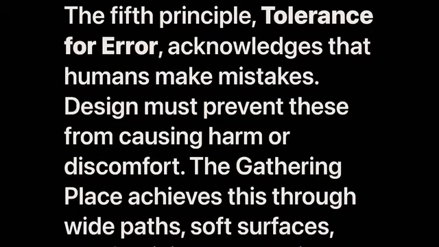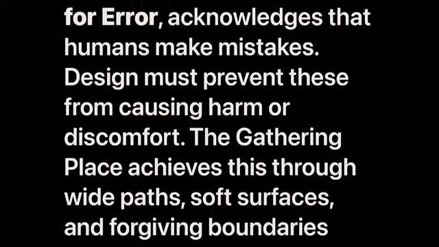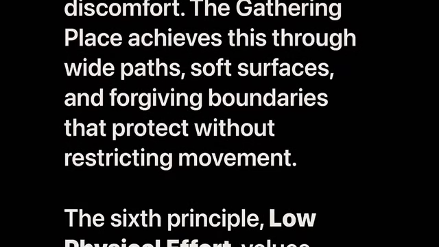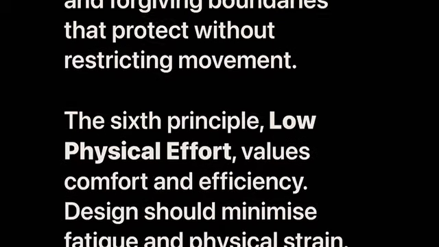The fifth principle, tolerance for error, acknowledges that humans make mistakes. Design must prevent these from causing harm or discomfort. The Gathering Place achieves this through wide paths, soft surfaces, and forgiving boundaries that protect without restricting movement.